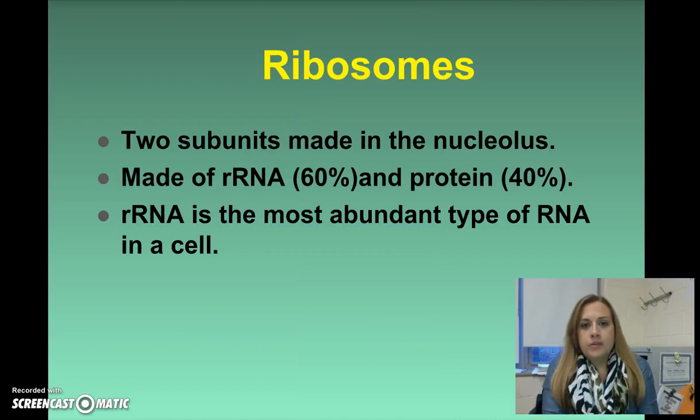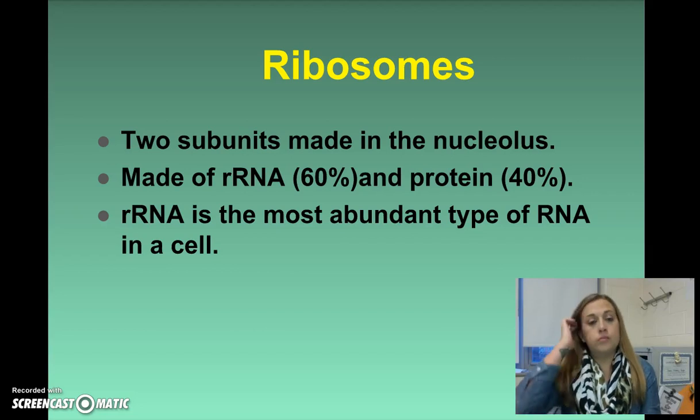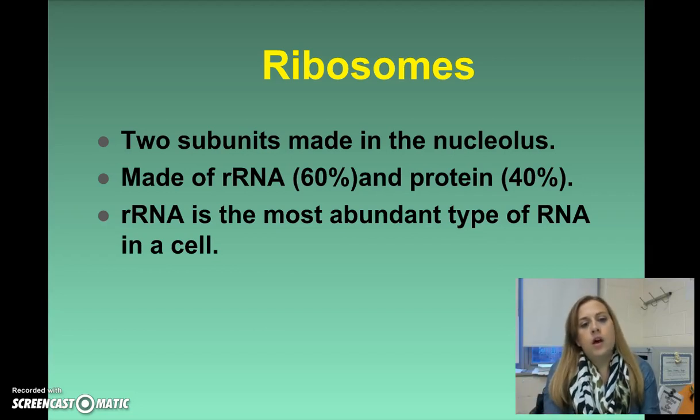Next, we need ribosomes in order to go through translation. And so ribosomes have two subunits. They're made in the nucleolus. It's about 60% rRNA and about 40% protein. So rRNA is ribosomal RNA, and this is going to be the most abundant type of RNA that's found in a cell.